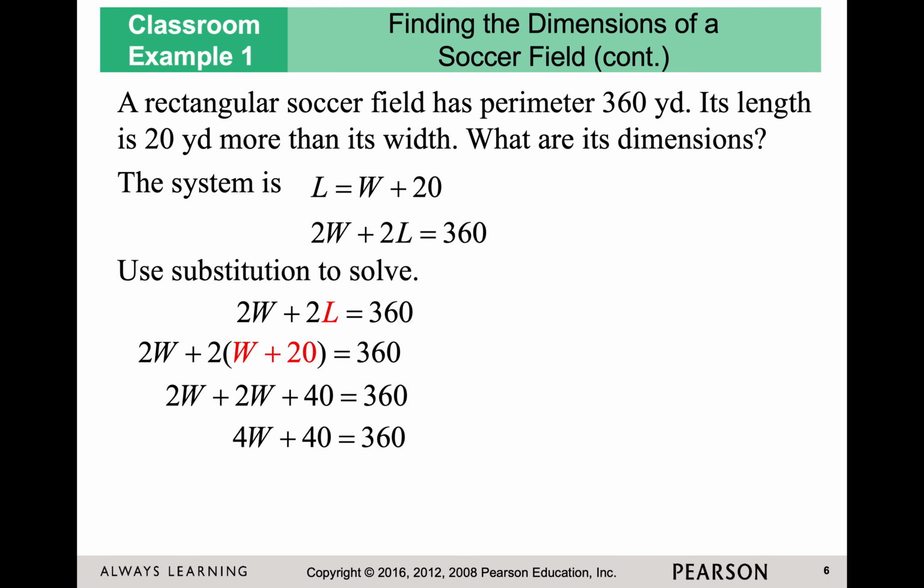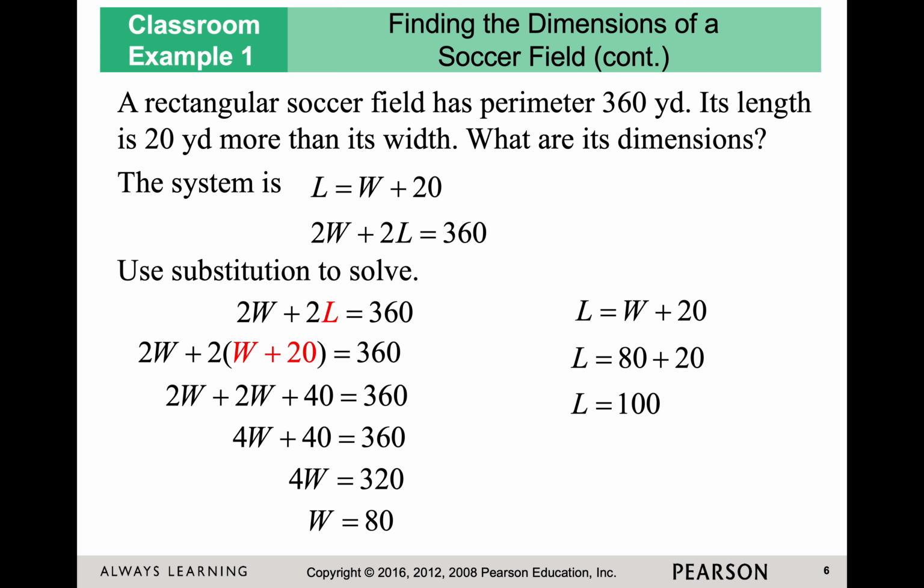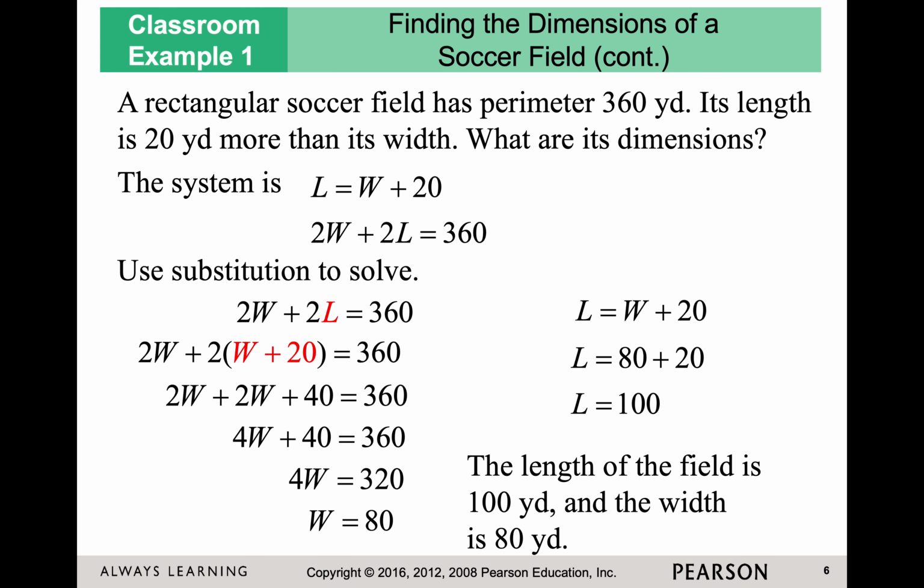So I'm going to complete my algebra and get that W is 80. Once I know that my width is 80, I know my length is 20 more, so my length is 100. Which means my field is going to be 100 yards by 80 yards.